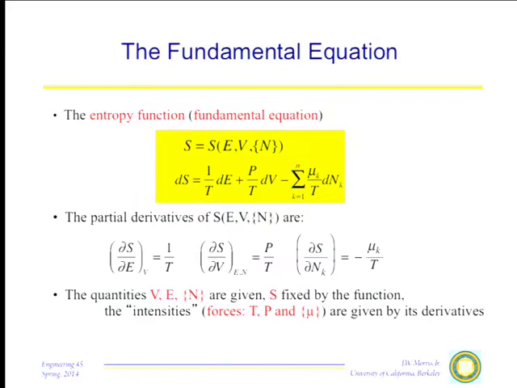Those are the forces. But I can find them if I know the fundamental equation, if I know how the entropy changes with these variables, by just differentiating. The partial of S with respect to E gives me the temperature. The partial derivative of S with respect to V gives me the pressure, P over T. The partial derivative of S with respect to the mole number of the K component, holding energy, volume, and the other components constant, gives me the chemical potential. So the quantities appear in the fundamental equation.